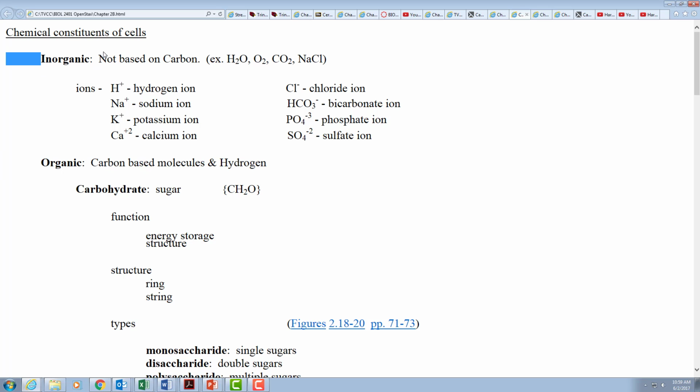Inorganic molecules are ones that are not based on carbon and hydrogen. And the examples they give you are H2O, there's hydrogen but no carbon; oxygen, O2; carbon dioxide, carbon but no hydrogen; and NaCl, sodium chloride, table salt. And these are usually, not always, but low energy.